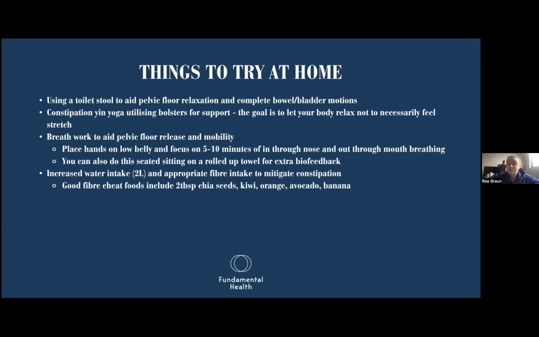Try to increase your water intake to a minimum of 2 litres a day, along with appropriate fibre intake, to help mitigate constipation. Good, cheap fibre foods include 2 tablespoons of chia seeds, which equals half your intake for the day already, and high fibre fruits include kiwi, orange, avocado and banana. They're really easy ones to try and chuck into your diet.